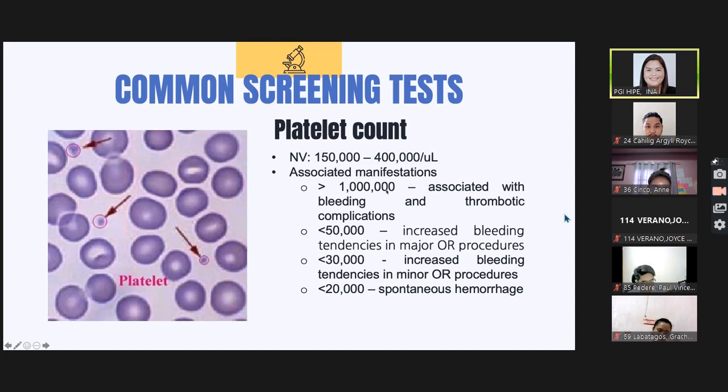So it depends on the number of circulating platelets that are still available in the body. So when it is greater than 1 million per microliter, it is associated with bleeding and thrombotic complications already. If it is less than 50,000, there is increased bleeding tendencies in major OR procedures. Remember, major OR procedures. And less than 30,000, it's increased bleeding tendencies in minor OR procedures. And if it is less than 20,000, spontaneous hemorrhage may occur.